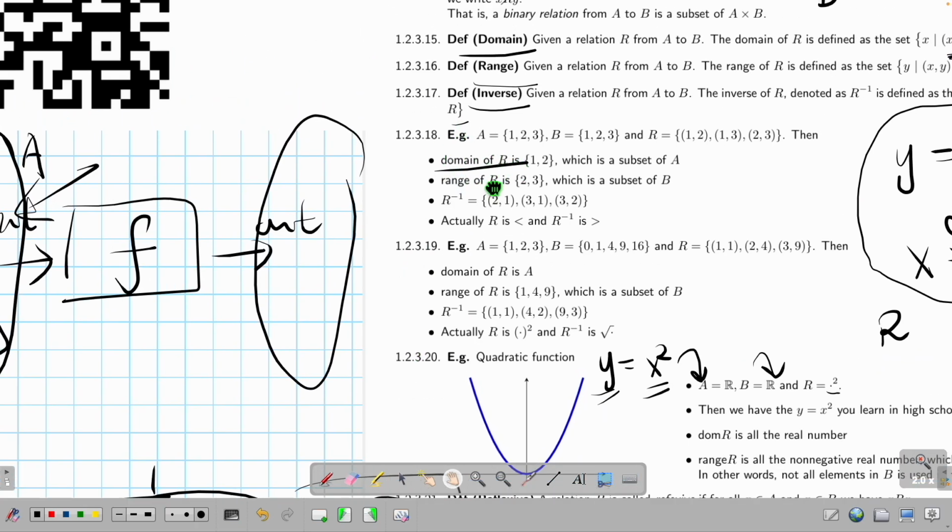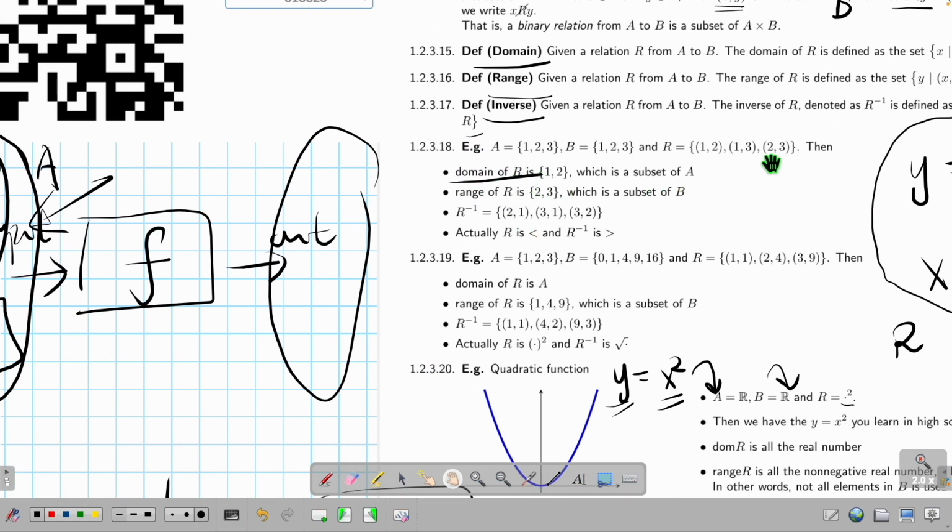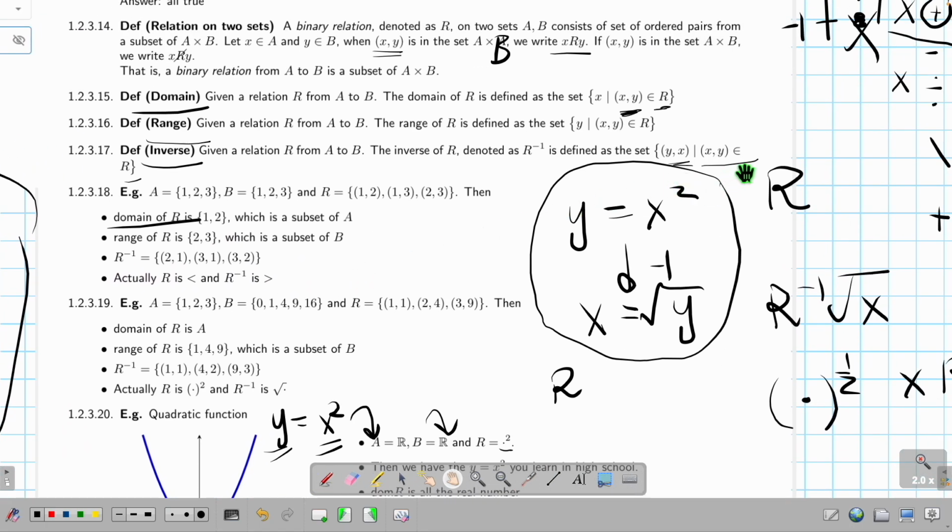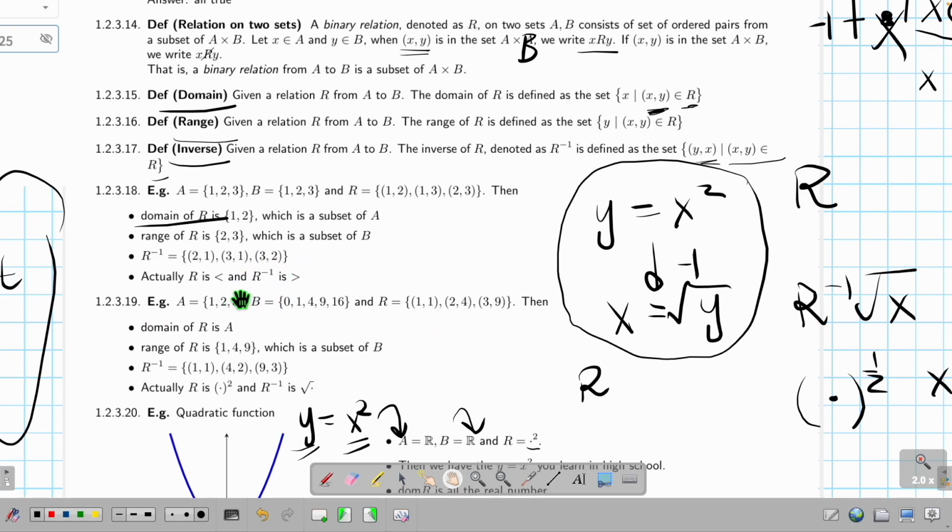So the domain means what are the inputs you can have in R. And the range means what are the outputs. The outputs are 2, 3, 3, that means {2, 3}. And what is the inverse? Inverse means for all the (x, y) you see, you flip them. Really, just flip them.